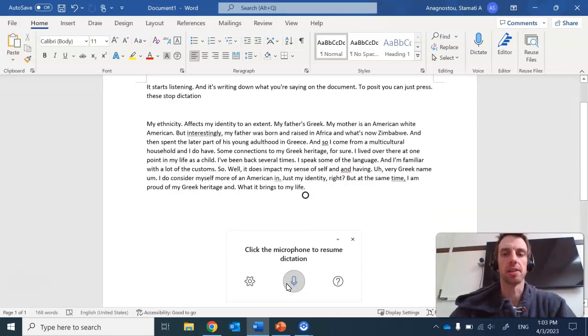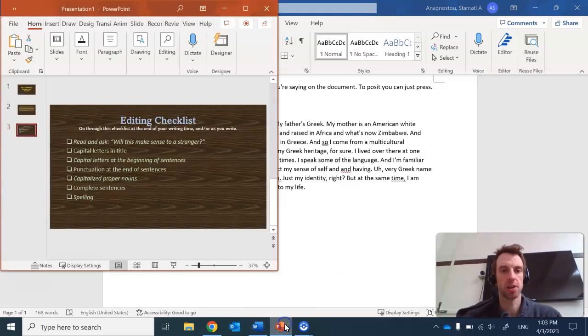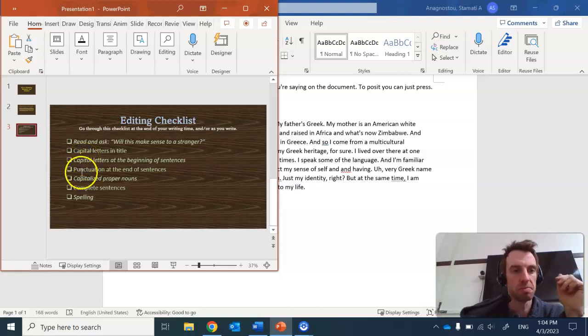Let's have a look at the checklist for editing. So here are the points. Read and ask, will this make sense to a stranger? That's huge. Are there capital letters in the title? Well, we don't have a title, so we don't need to worry about that. Are there capital letters at the beginning of sentences? Is there punctuation at the end of sentences?